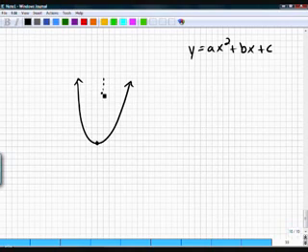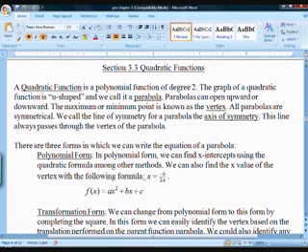All parabolas are symmetrical, which means they're mirror images left and right of each other. They're symmetrical across what's called the line of symmetry. So the dotted line there that I just drew is called the line of symmetry. See if there's anything else I missed. I believe that's all of it.